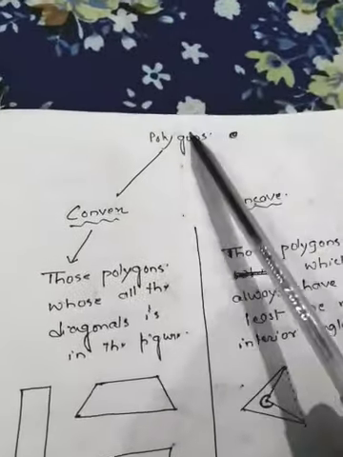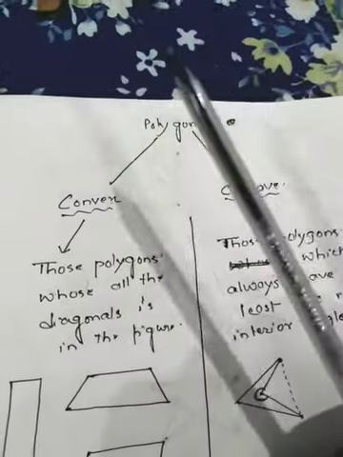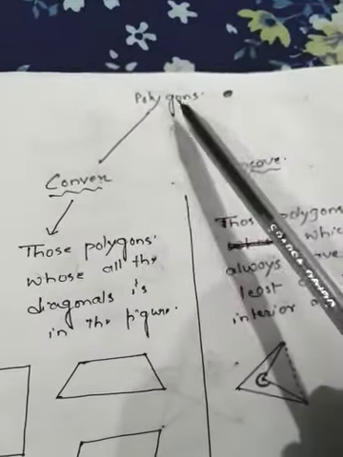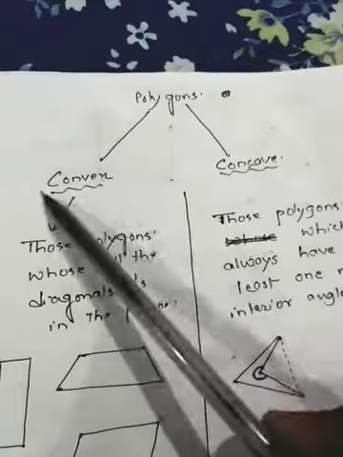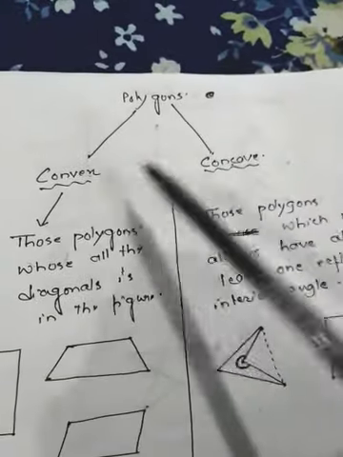Now polygons, the polygon is a big chapter, students, and very important for your upcoming classes. So what is a polygon? It is a figure which is made up of line segments, isn't it? Now there are some polygons which are named as convex polygons as well as concave polygons. So you have to understand the difference between these two polygons also.